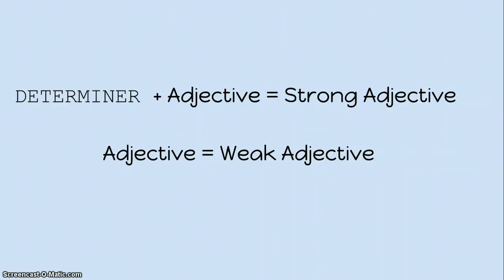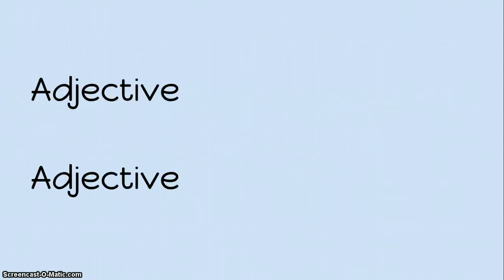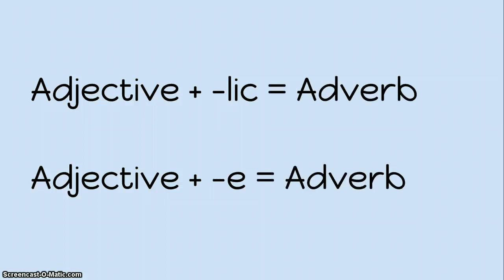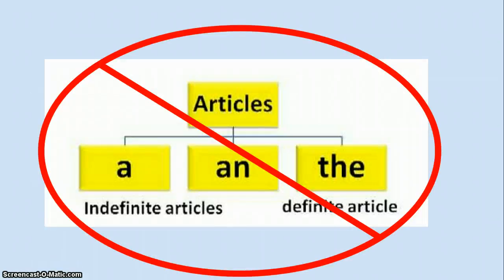Adjectives were another part of speech that had some differences in Old English. They could either have weak or strong declensions depending on whether they had a determiner before them. They had to agree in case, gender, and number with the nouns. When adjectives had the endings -lic or -e added to them, they became adverbs. Old English did not have articles.